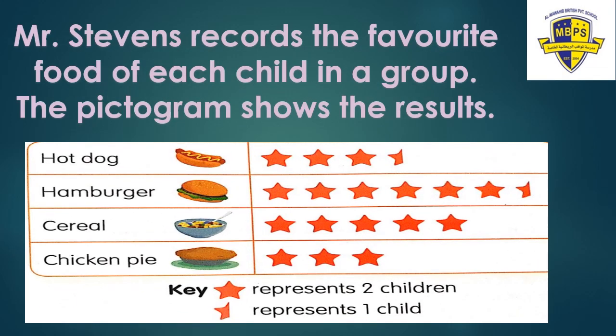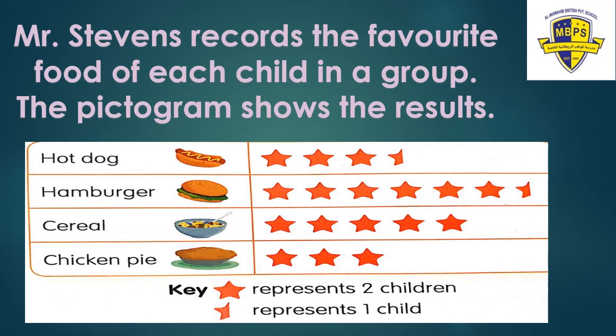Come on students, I hope you all are ready to solve this question now. If you look at the picture, we can see that there is some yummy food. We have hot dog, we have hamburger, we have cereal, and we have chicken pie. Now, this is a pictogram since we have pictures, okay? The question says, Mr. Stevens records the favorite food of each child in a group. The pictogram shows the results. This is the result of some children who like to eat hot dogs, hamburgers, cereal, chicken pie.